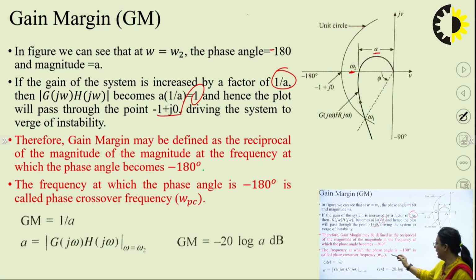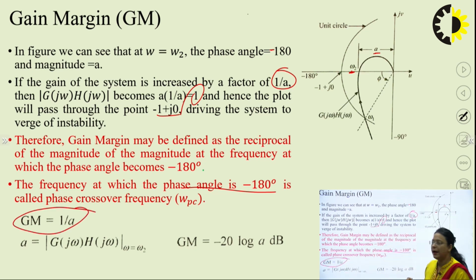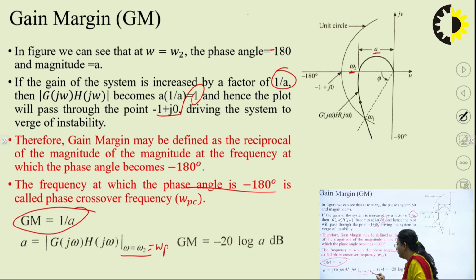So, the frequency at which the phase angle becomes minus 180 degrees is called omega pc, that is the phase crossover frequency, and you can write gain margin as the reciprocal of the magnitude of G(j omega)H(j omega) at omega equal to omega pc. Here omega 2 is omega pc. If we talk in terms of decibels, then we have to multiply it by 20 log to the base 10, so it will be converted into decibels.